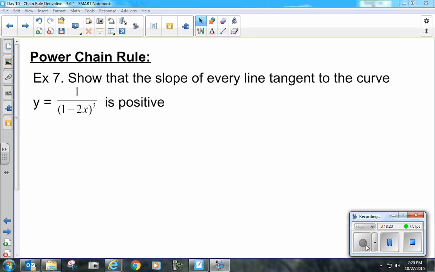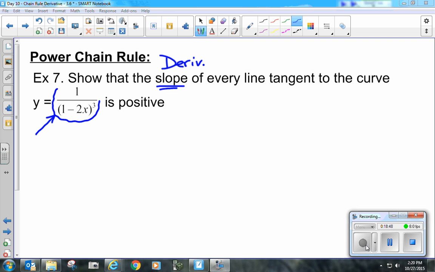Now, when it says slope, we know that means derivative, right? So let's take the derivative of this. What are you guys thinking when you see that? Derivative is what? How do I do that? The whole thing. Whole fraction? Yeah. Quotient. Yeah, the low d high minus high d low over the square below.